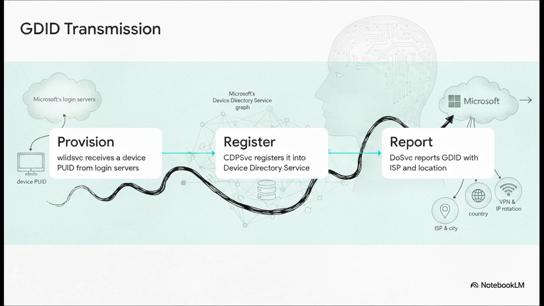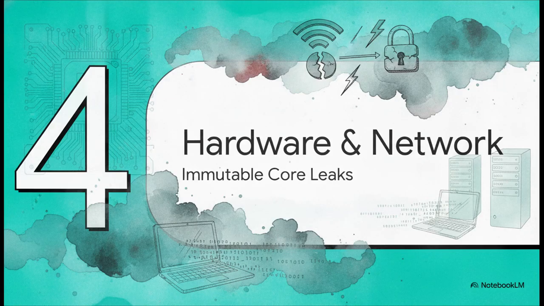Well, first, a service called WLID-SVC contacts Microsoft's login servers to provision a device PUID. Second, the Connected Devices Platform Service reads this ID and registers it straight into Microsoft's Device Directory Service graph. And finally, Delivery Optimization reports this ID alongside your ISP, your city, and your country back to Microsoft with every single update cycle. It completely survives VPNs and IP rotations because it's tied directly to your Microsoft account. Let's move on to Section 4 and see how this builds even further into hardware and network leaks.